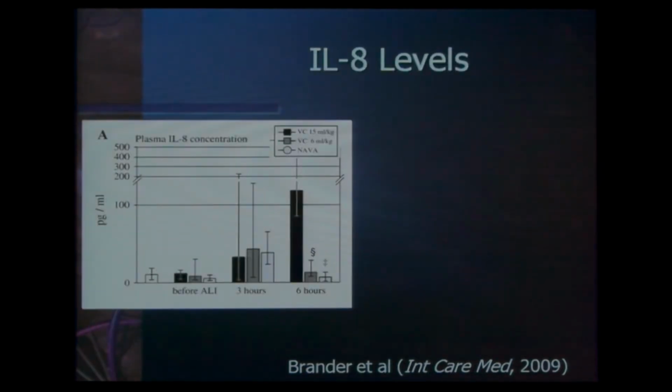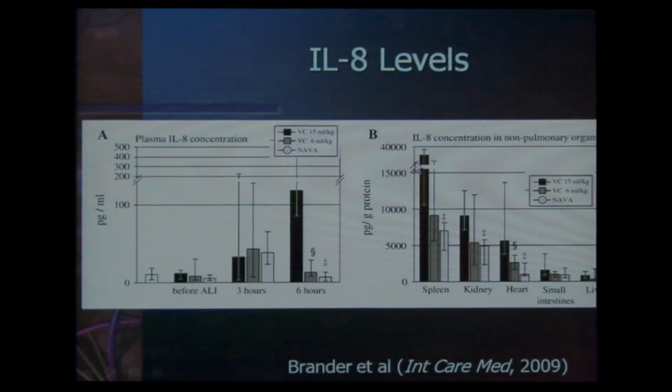Here is IL-8 levels, one of the cytokines. This is before acute lung injury, 3 hours later and 6 hours later. You can see the 15 ml per kilo had a marked increase, and a decrease in both other groups, roughly the same. Tendency for NAVA to be lower, but roughly the same.